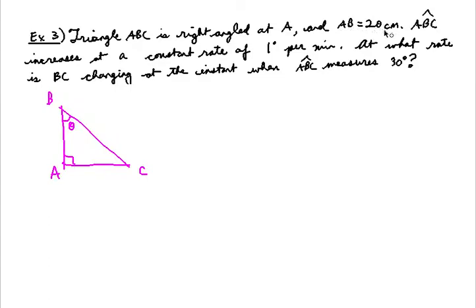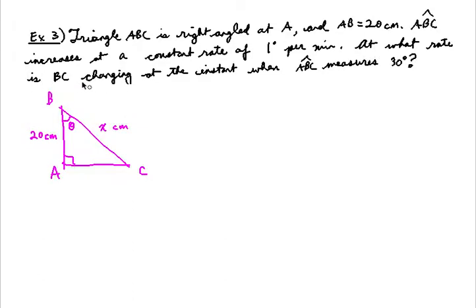We know that AB is 20 centimeters, so that's one of the constants in this problem. That's not going to be changing. What else is changing? At what rate is BC changing? So BC is changing, and that's what we want to find. So let's call that x, in centimeters.